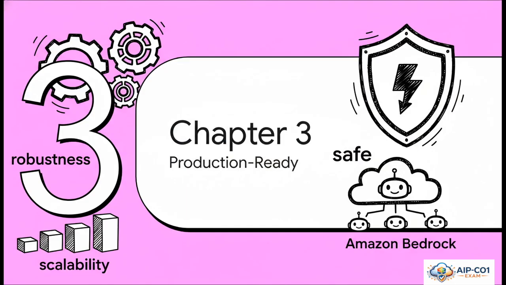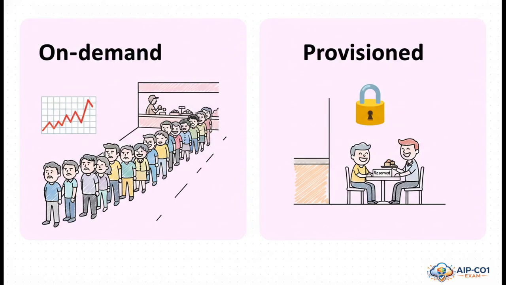All right, we've picked our model, we know exactly how to talk to it. Now for the really hard part, making our application robust, scalable, and safe enough to unleash on the real world. Welcome to Chapter 3, Making It Production Ready. Let's start with scale. When it comes to handling traffic, you've got two main choices.